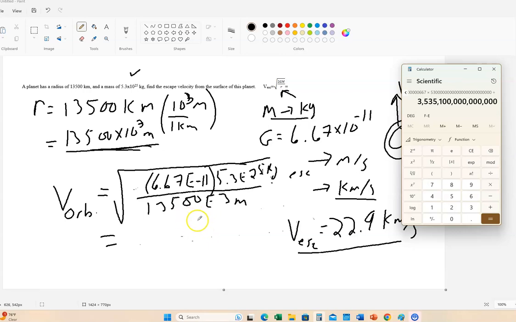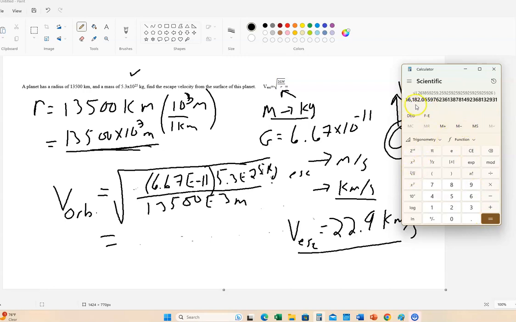Let's do this. I'm going to calculate this first, and then maybe we'll try to add 500 to this. But right now we're just going to do it as it sits. So divided by 13,500 times 10 to the third, or put 3 more zeros. Either way, it's the same thing. Equals. All right, so then we take the square root.